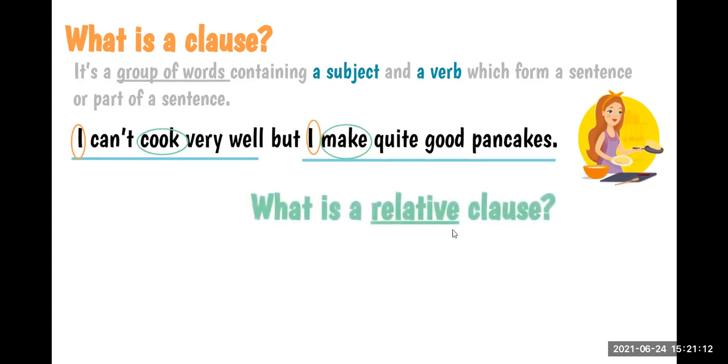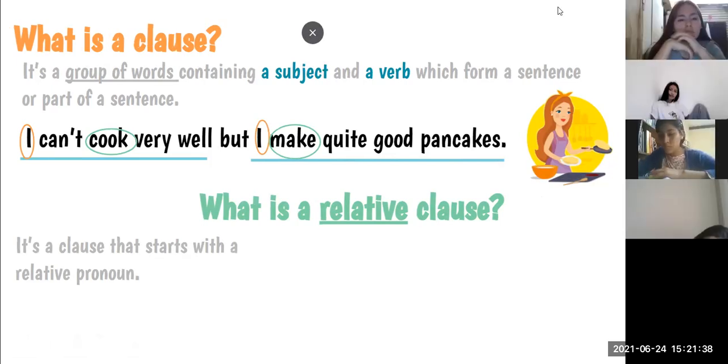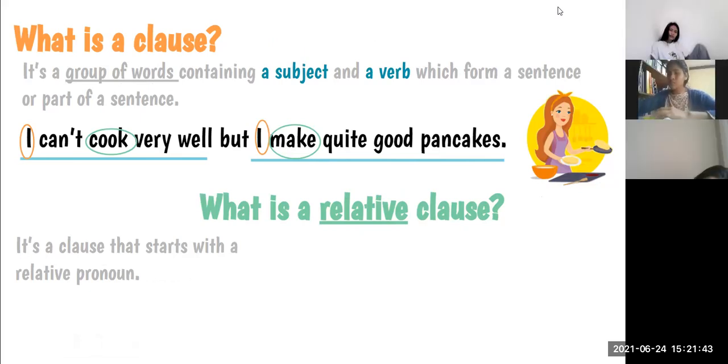Okay, so now we are going to check what a relative clause is. A relative clause is the same. It's a group of words with a subject and a verb, but the difference is that we start this clause with a relative pronoun. Do you remember or do you have any ideas of what a relative pronoun is? A relative pronoun? No? Nobody?